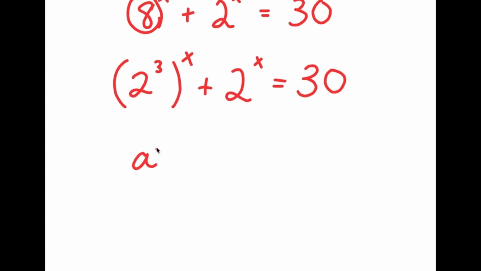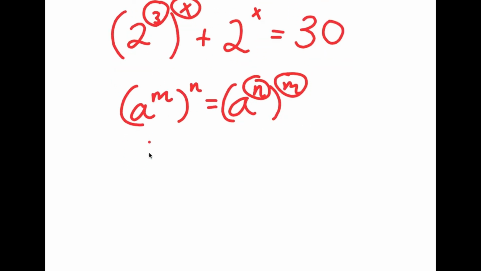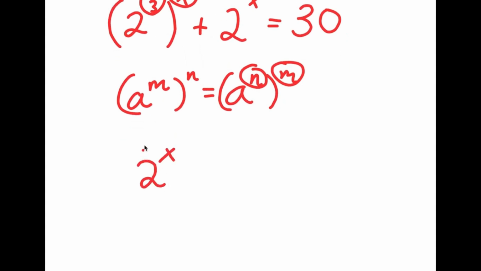Now, if I have something in the form a to the power of m to the power of n, this is the same thing as a to the power of n to the power of m. So I can switch the places of n and m. So in this case, I have 2 to the power of 3 to the power of x, and I'm going to switch the places of 3 and x. So I get 2 to the power of x to the power of 3 plus 2 to the power of x is equal to 30.